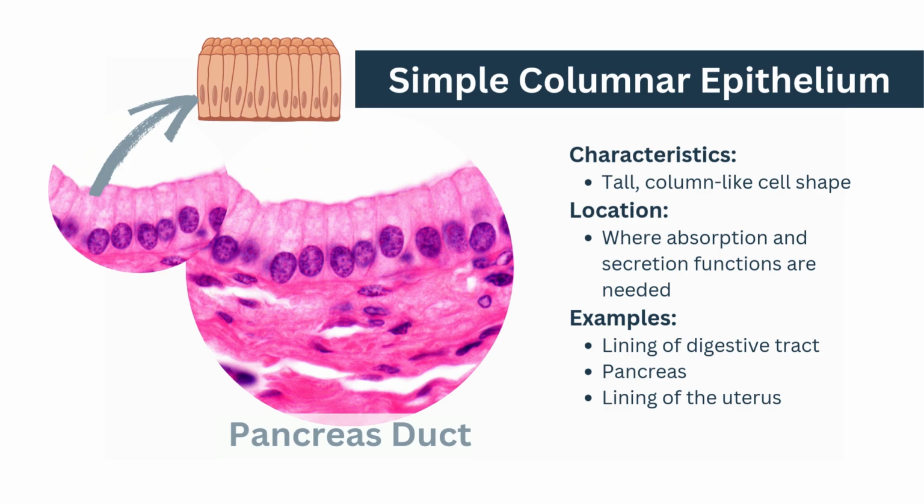Simple columnar epithelium is characterized by its tall, column-like cell structure. Its shape aids in areas where absorption and secretion functions take place. This sample is from the excretory duct of the pancreas. The pancreas secretes hormones such as insulin, glucagon, and somatostatin.